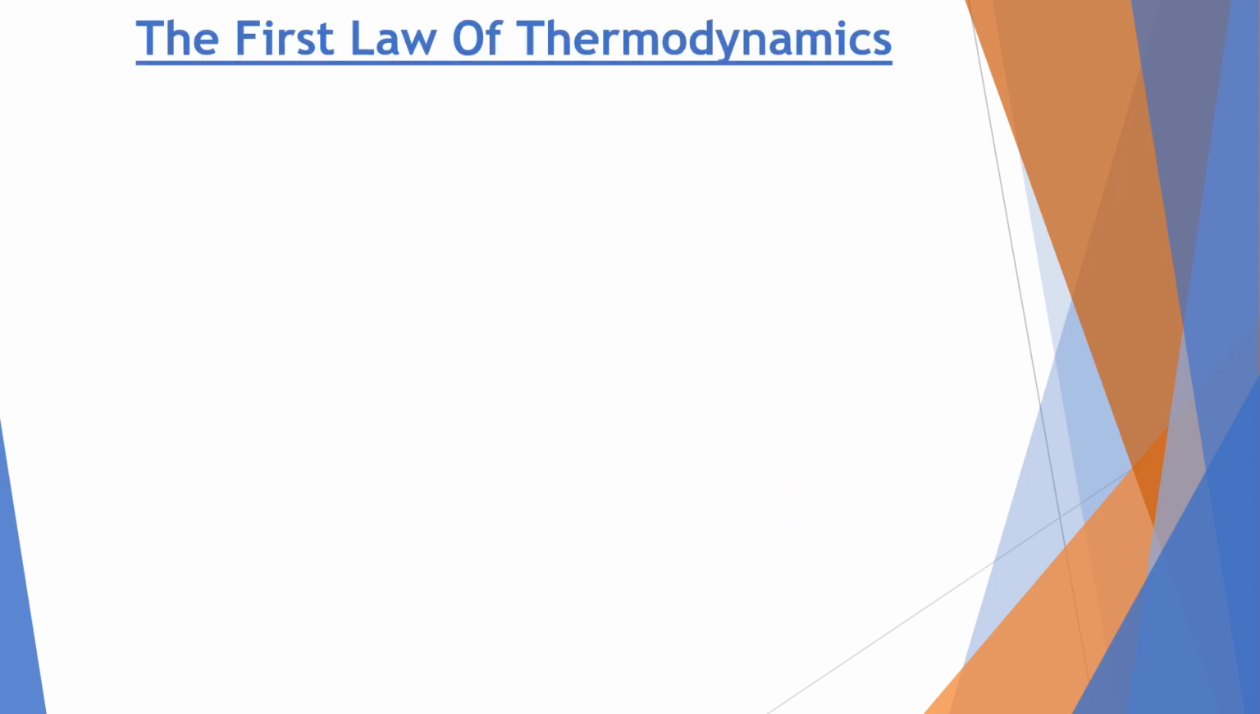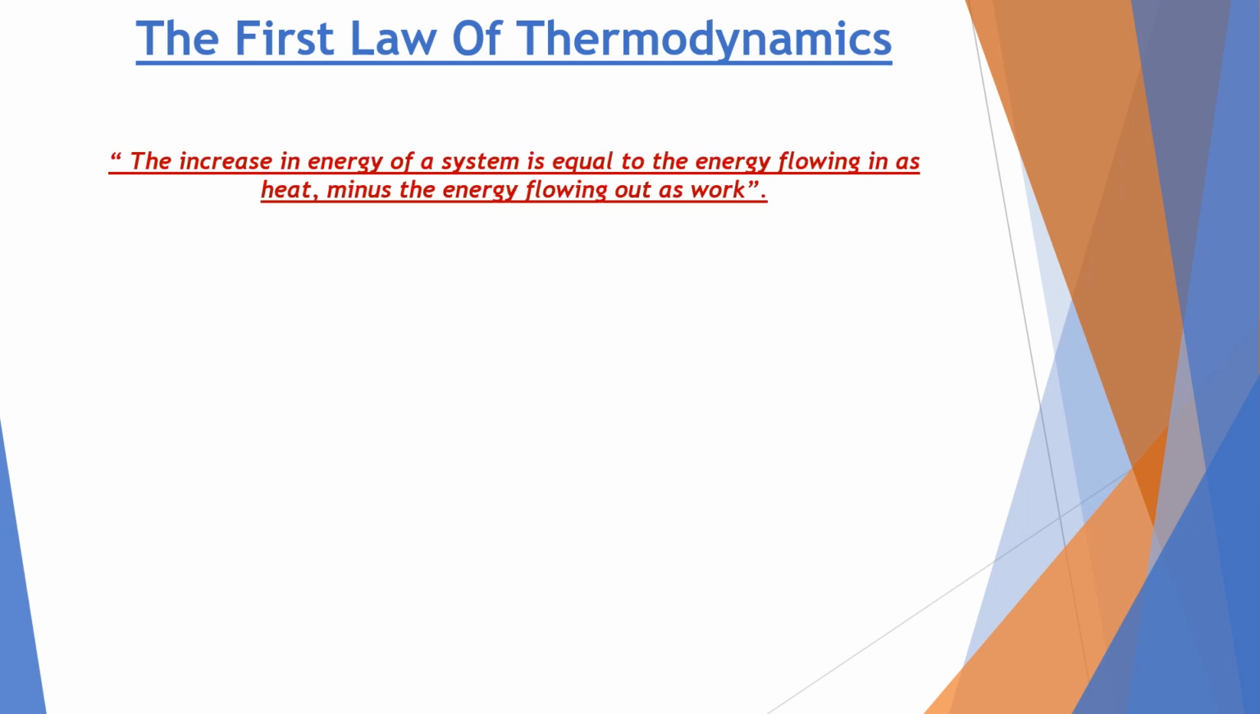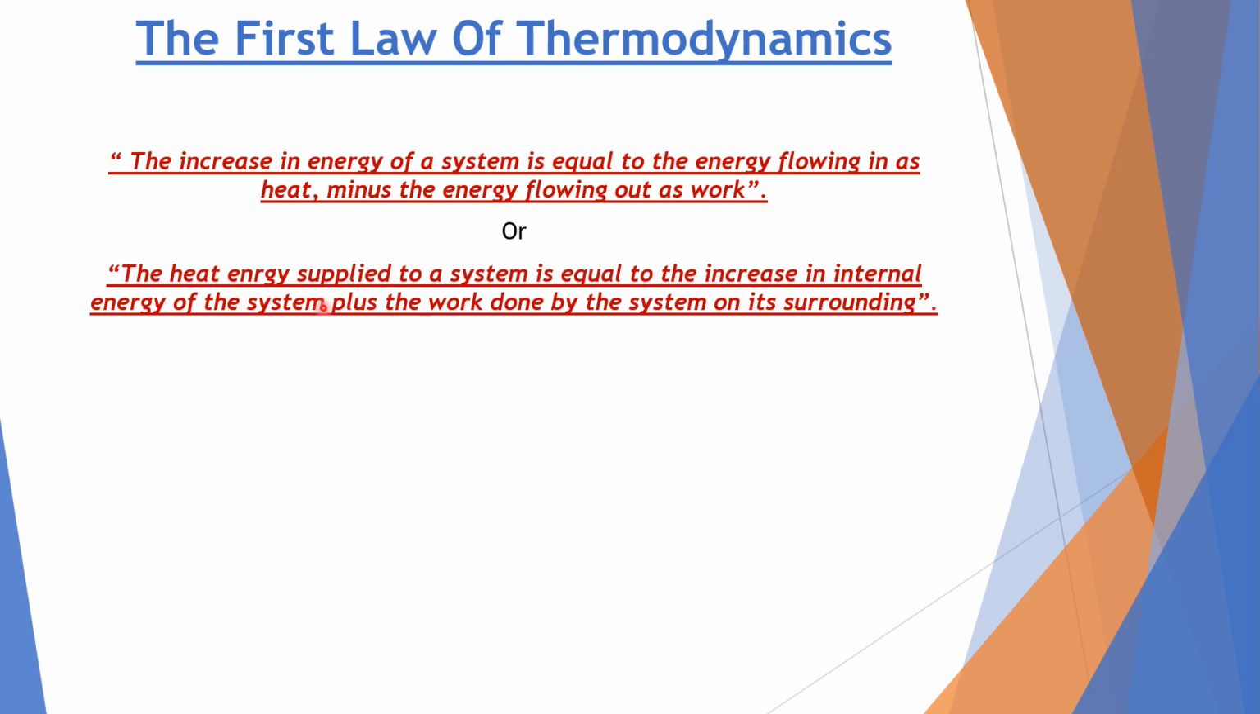Okay, now I will explain the first law of thermodynamics. The statement of this law is: the increase in energy of a system is equal to the energy flowing in as heat minus the energy flowing out as work. Or, the heat energy supplied to a system is equal to the increase in internal energy of the system plus the work done by the system on its surrounding.